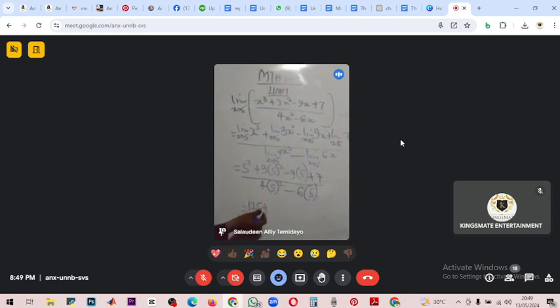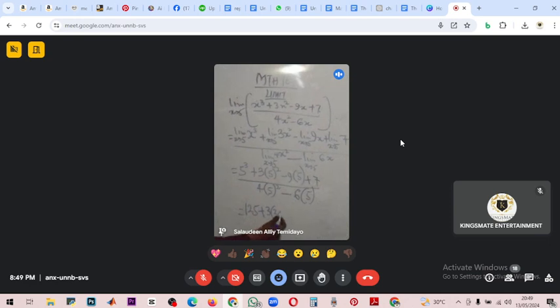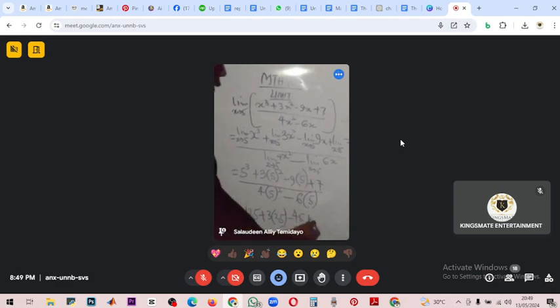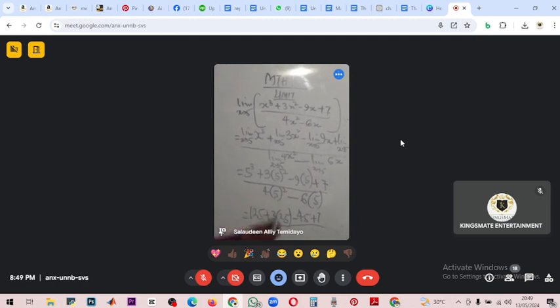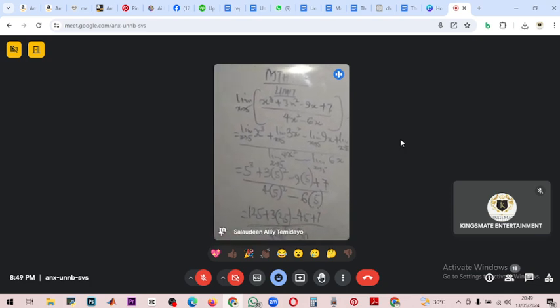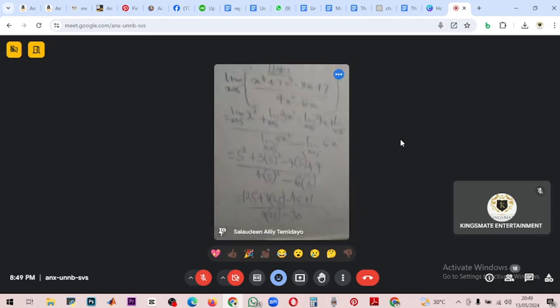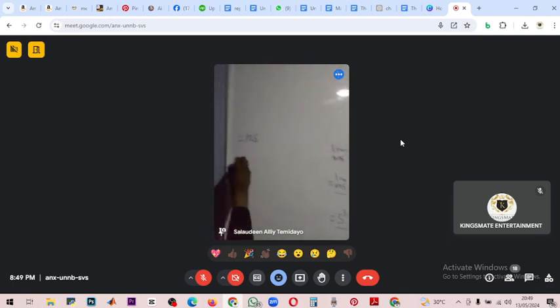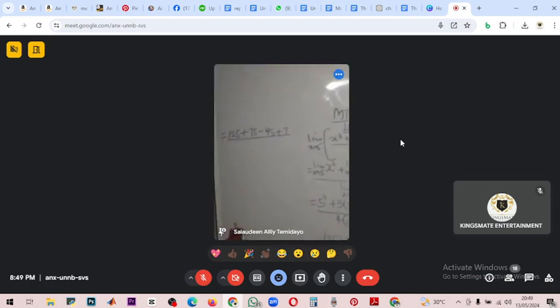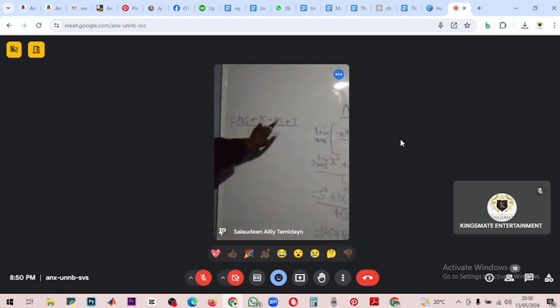5 cubed gives 125 plus 3 times 5 squared, that is 25 itself, minus 9 times 5 is 45 plus 7, all over 4 times 5 squared, that is 25, minus 6 times 5, that is 30. So let's continue over here. We have 125 plus 3 times 25, that is 75, minus 45 plus 7. So over 4 times 25, that is 100, minus 30. So here now we have 125 plus 75 minus 45 plus 7.